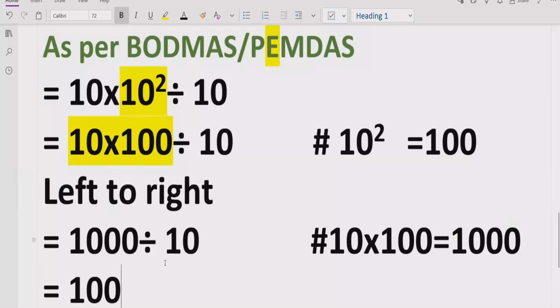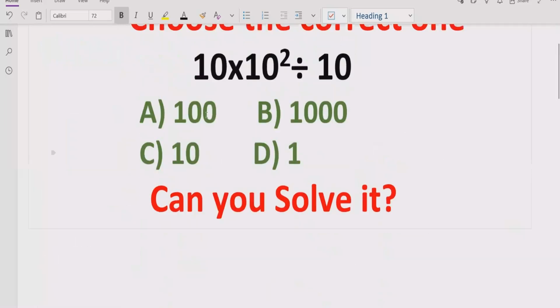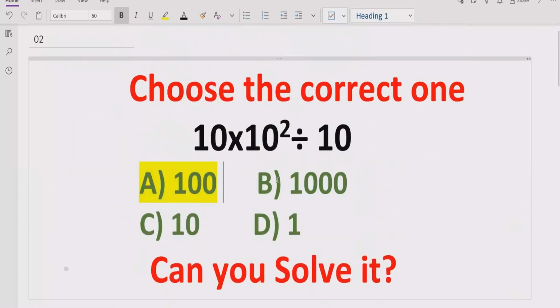So the answer of the given expression, as you can see, the 1 0 cancels with the 1 0, this one. So we will get the answer 100. The answer of the given expression is 100. So if you see the answer list, answer A is the correct answer. So I hope you understand how you can solve this expression very quickly and find out the correct result.